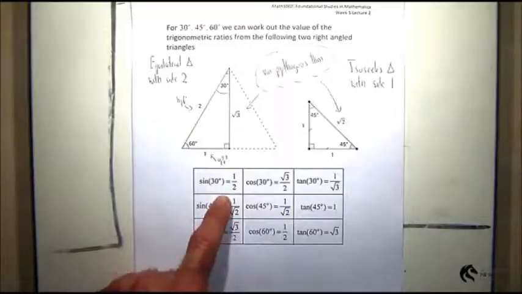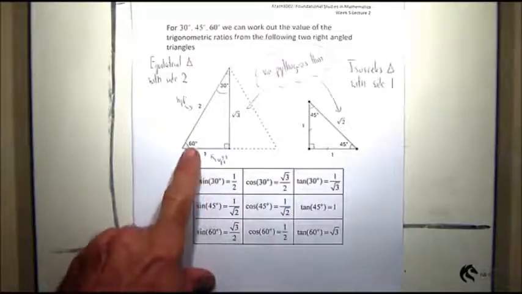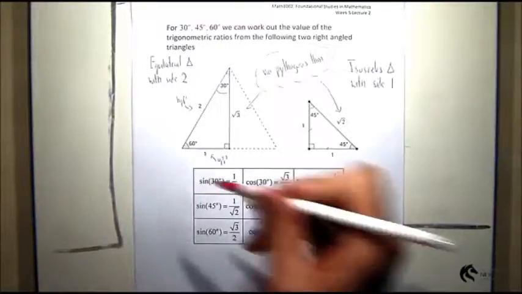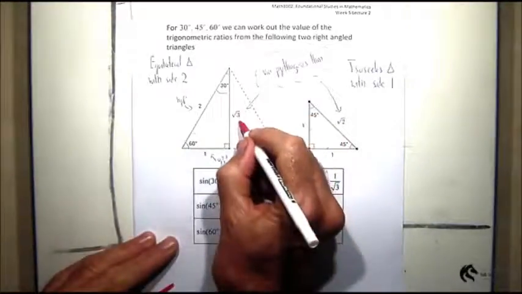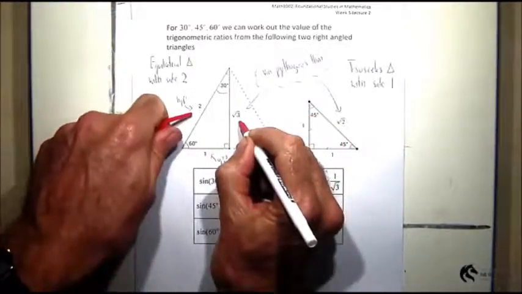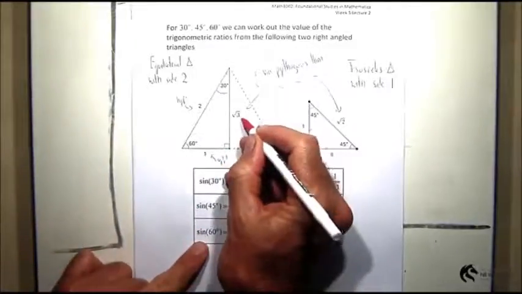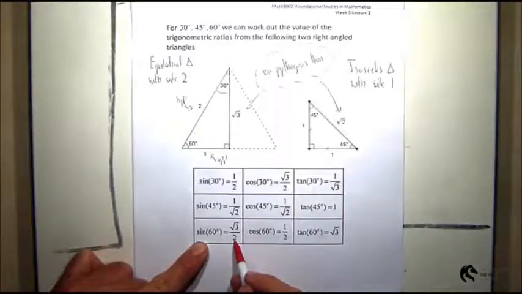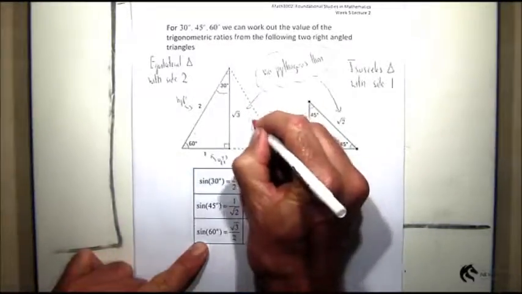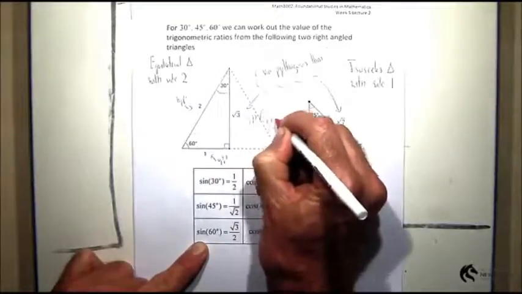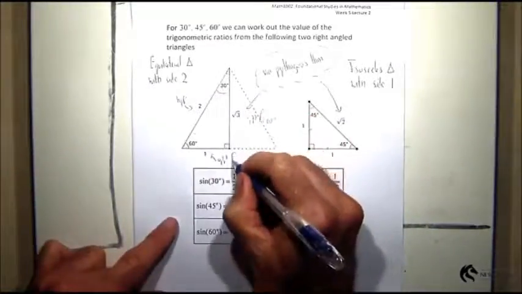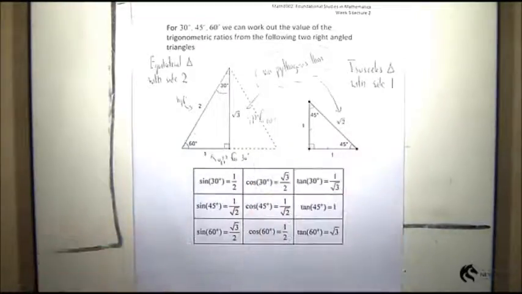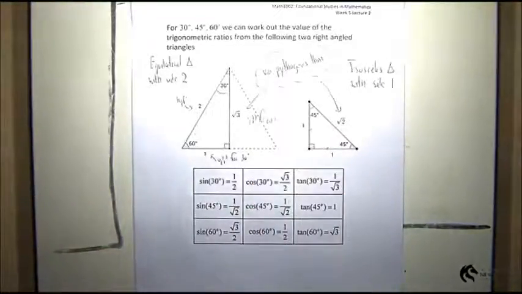Now, if I wanted to do the sine of 60 degrees, then here is my angle. So now the square root of 3 is the opposite, and 2 is the hypotenuse. So the sine of 60 degrees is the square root of 3 on 2. So this is opposite for 60 degrees, whereas this one was opposite for 30 degrees. So it depends on where your angle is as to which side is the opposite side.